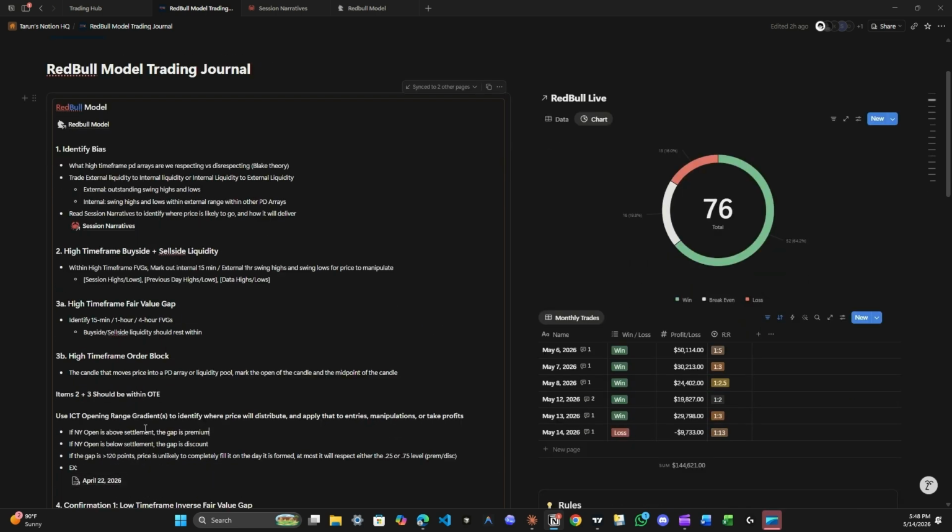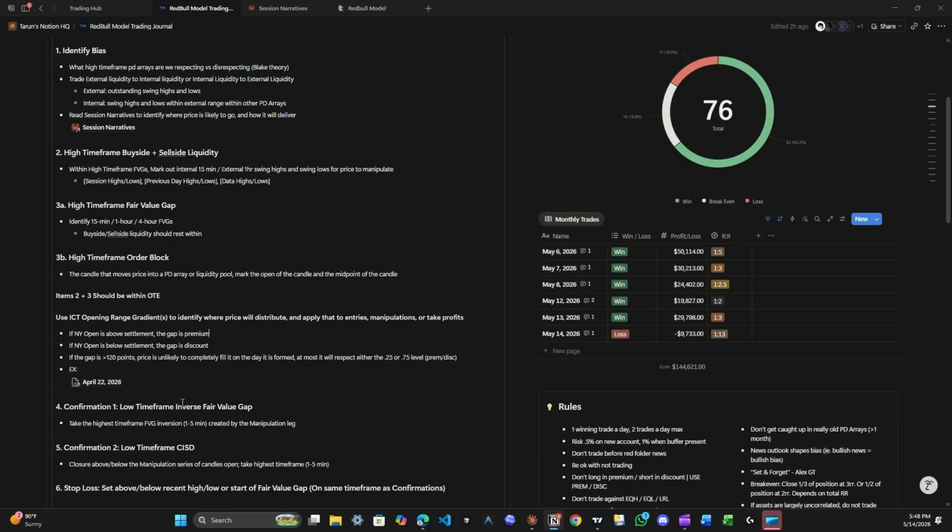not exclusively, but it's just a good way to layer confluences. One confluence doesn't determine everything. It's just layering confluences. If New York Open is below settlement, the gap is discount. And this one is pretty discretionary, if I'm being honest with you.